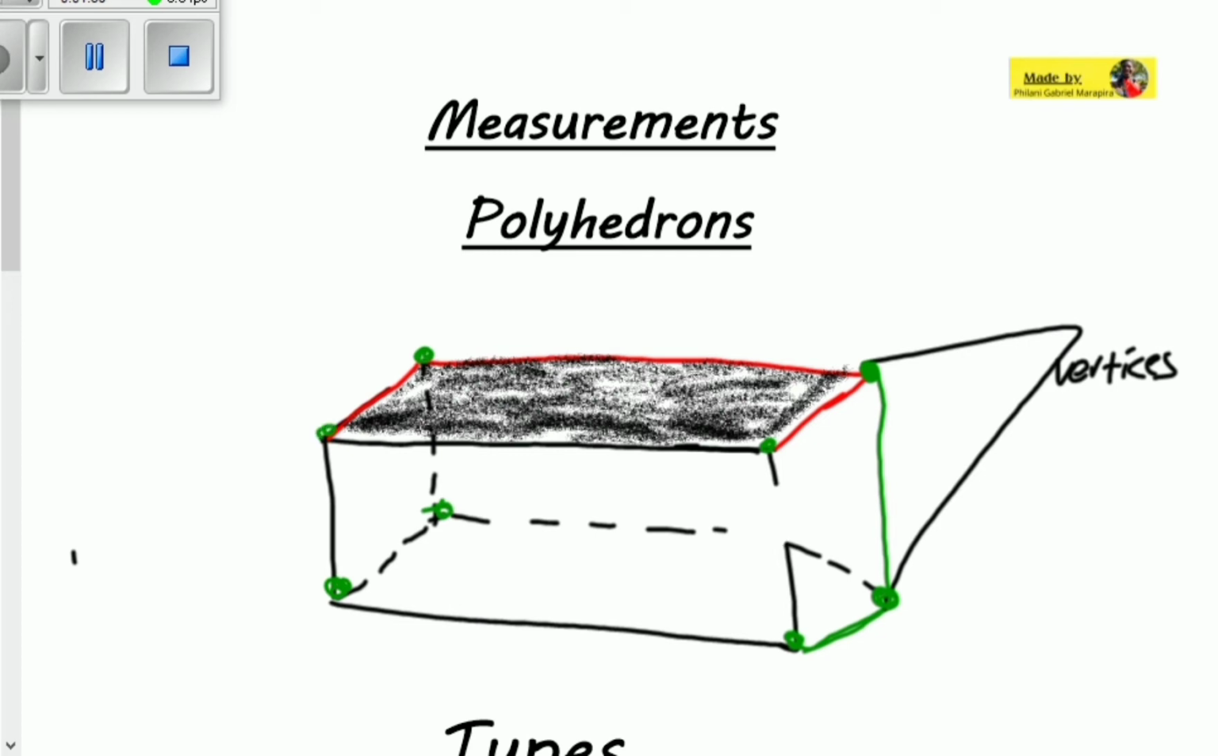Let me remove this one. So these are the vertices. Although this is not drawn properly, it can give you a skeleton, or rather an image, of exactly what we are talking about.